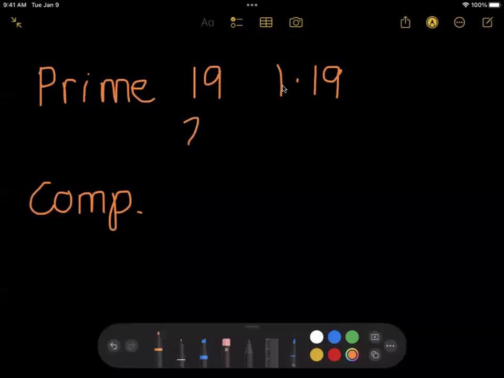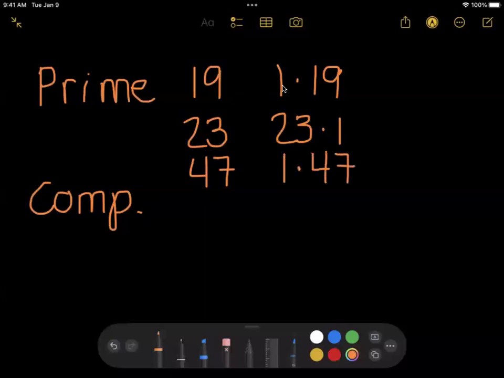Another example is 23 because the only thing I can multiply to get 23 is 23 times 1. So again, prime numbers are numbers where the only way to multiply and get that number is to take the number and multiply it by 1. Another example, let's try 47. 47 is another number where the only way to multiply it is to do 1 times 47. So all of these numbers are what we call prime numbers.